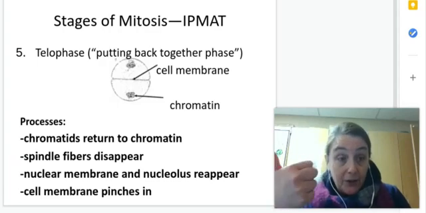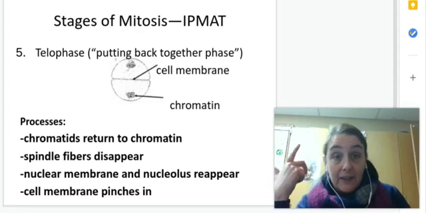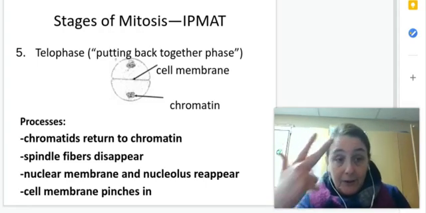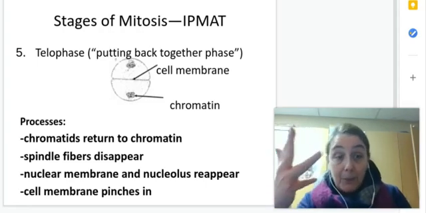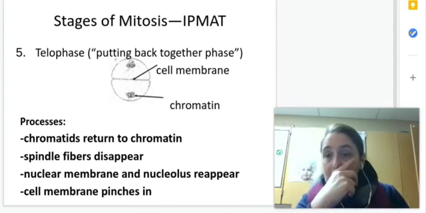telophase. So we have interphase, copies DNA. Prophase puts the DNA into sticks. Metaphase lines them up and organizes them across the middle. Anaphase separates the copies from each other. And telophase returns the whole thing back to the way it was.